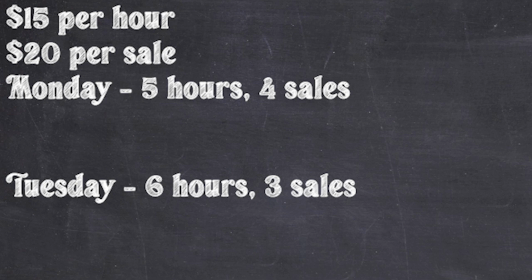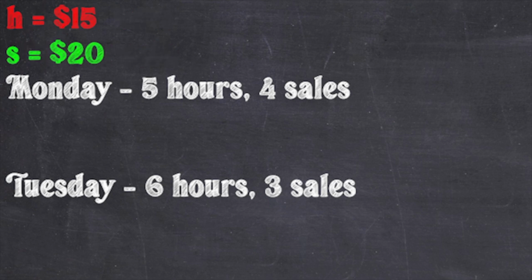To start this problem, let's take a look at the information we have at the moment. We know that Lois pays her employees $15 for every hour worked and $20 for each musical instrument sold. Because the number of hours worked and number of instruments sold may differ with each day and for each employee, we can denote them using the variables H and S, with H indicating the number of hours worked and S indicating the number of sales made.